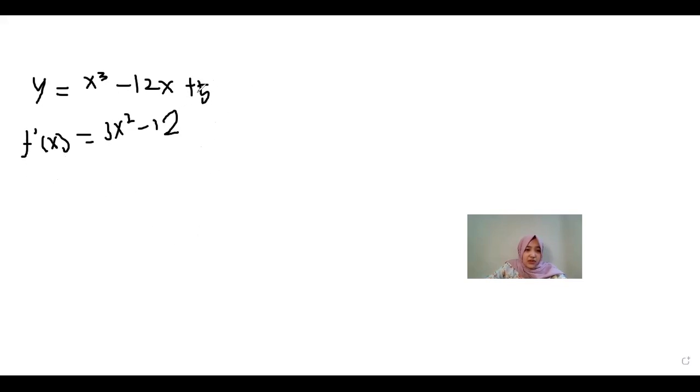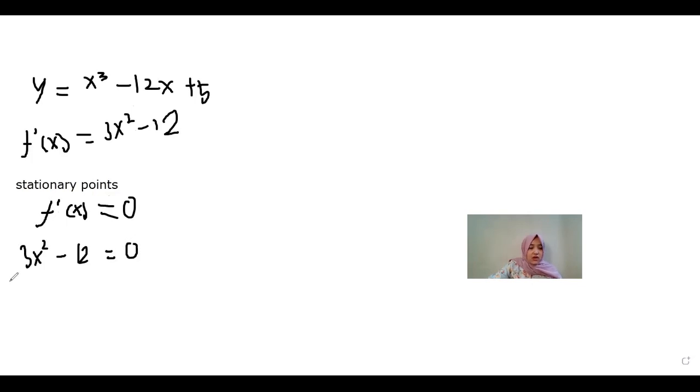Okay, so as we know, the stationary point is where f dash x is equal to 0. So here we can write it again: 3x squared minus 12 is equal to 0. Because the form hasn't been simplified yet, we need to make it simpler by dividing it by 3. So it will become x squared minus 12 divided by 3, which is minus 4.